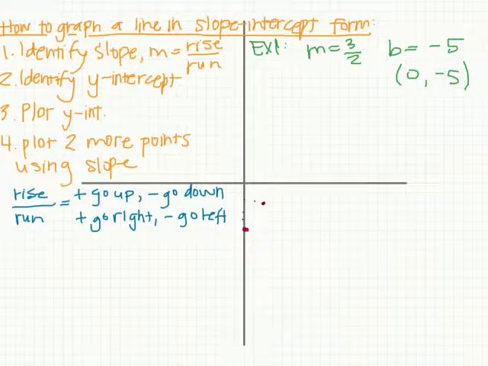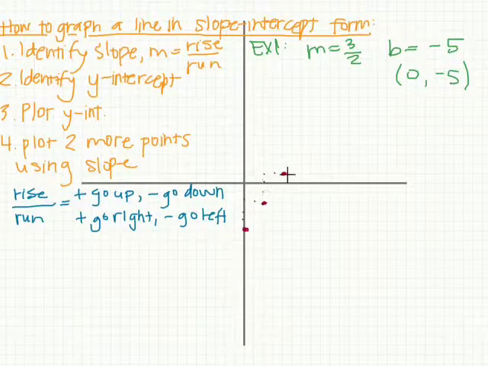Well, it told me to do that twice. So from that second point, I'm going to go up again. Up 1, 2, 3 over 1, 2. So I now have 3 points. I have my y-intercept. I have my first point from going up 3 over 2. And my second point from going up 3 over 2.